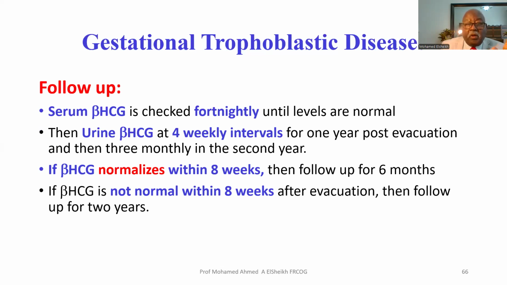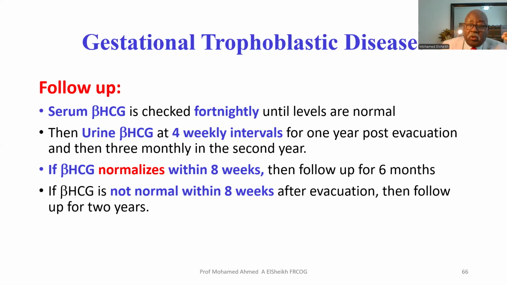That is the serum. If one is doing it in the urine, it should be done every month for 1 year post-evacuation, and then every 3 months in the second year. What we use now is the serum beta HCG, not the urine. The serum beta HCG is initially checked every fortnight after the evacuation or the suction curettage. If it normalizes within 8 weeks, then the follow-up could go for 6 months. That is, you are doing it every 2 weeks, within 2 months you find it becomes normal, then the follow-up should be for 6 months.